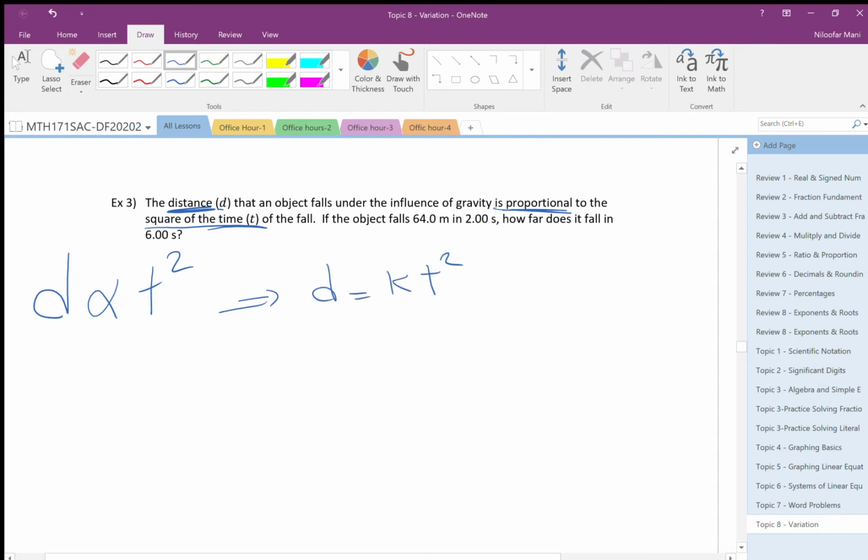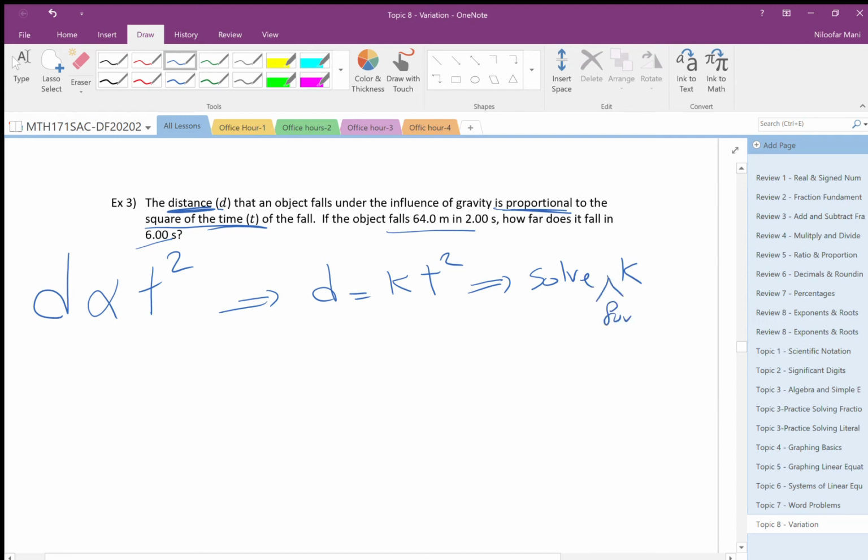If the object falls, this is situation 1. How far means what is d if the time is this. And remember, both of them are in meters and seconds. Pay attention to the unit. Maybe one of them might say second and one of them might say minute, so you have to convert. In this case, no. So I read the question, I understand what's going on. Here, solve for k. Always solve for k.